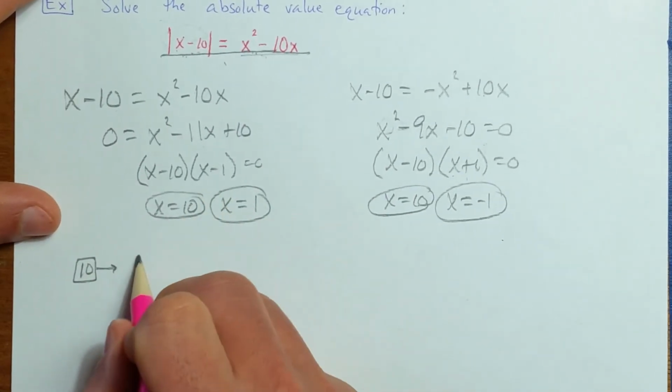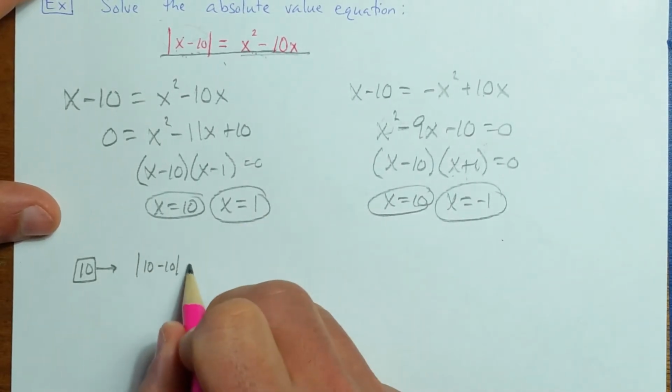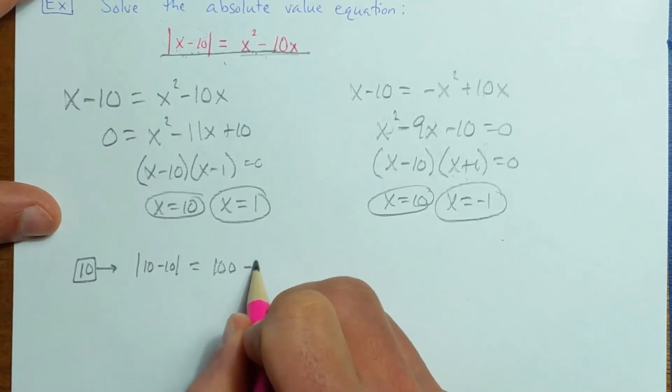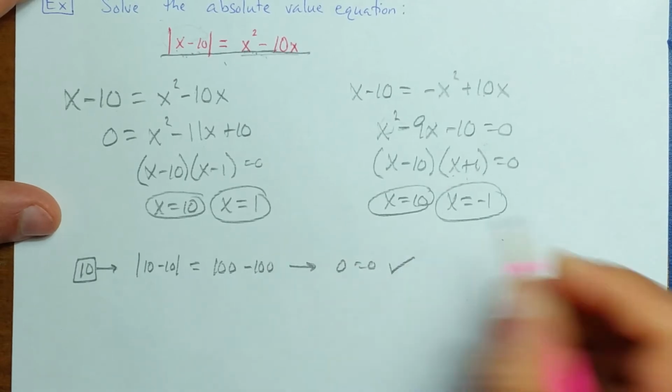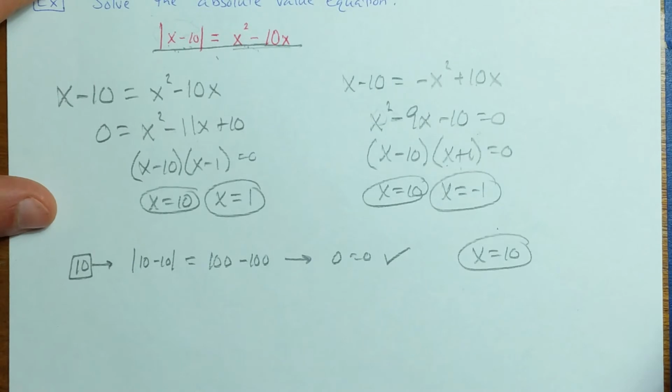So plugging in positive 10 would give me the absolute value of 10 minus 10, which of course we know is 0, is equal to 10 squared, which is 100, minus 10 times 10, which is 100, and you're going to end up with 0 equals 0. So sure enough, 10 does work. X equals 10 is one of our answers.